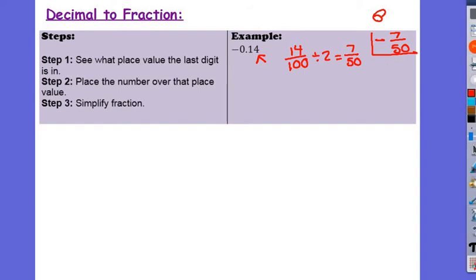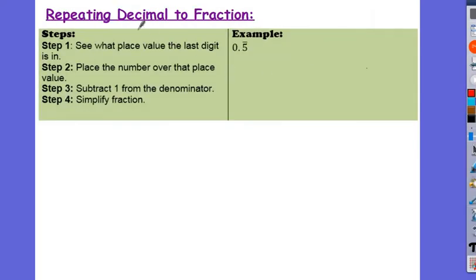Okay, looking at our next flap. Repeating decimals to fractions. Step 1 says see what place value the last digit is in. Step 2, place the number over that place value. Step 3, subtract 1 from the denominator. And step 4, simplify the fraction.